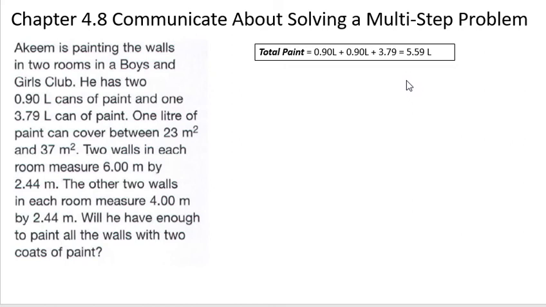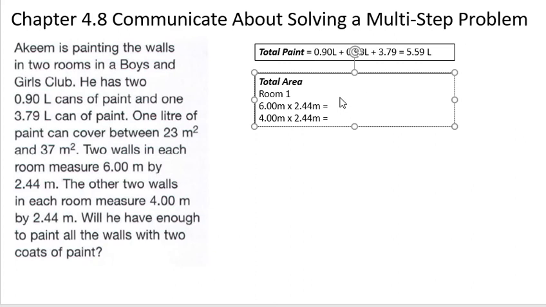Our next step, let's find out what the areas are of these walls. These are the dimensions for room 1. One wall or 2 walls would be 6.00 meters times 2.44 meters. Let's calculate that now.